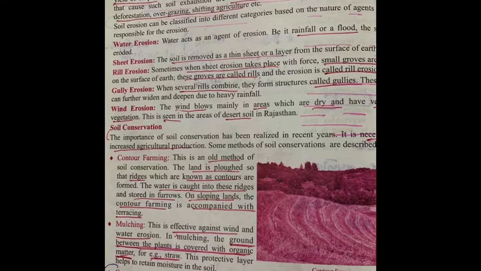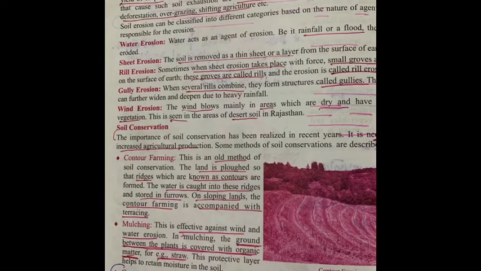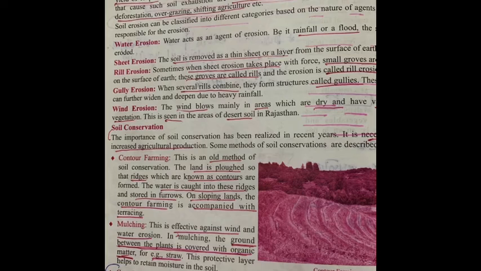Next one, types of erosion. We have water erosion. In water erosion, rainfall and flood are the major agents of soil erosion through water. Next one, sheet erosion. Sheet erosion is just the removal of a thin layer of soil from the surface of the earth. That is called sheet erosion.